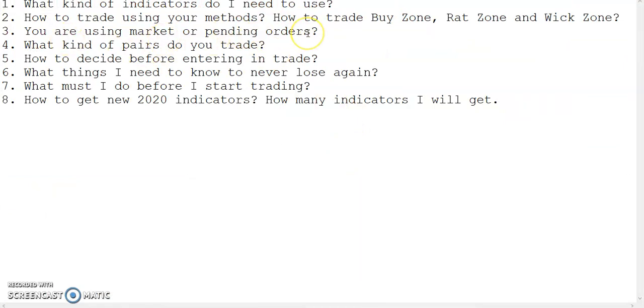Are you using market or pending orders? I usually use market orders because I'm scalping. Unfortunately, on these MT4 platforms, the limit orders are kind of cumbersome. What kind of pairs do you trade? Right now, I've been trading the pound dollar since I've been trading with Walmart since about February or March of this year. How to decide before entering in trade?